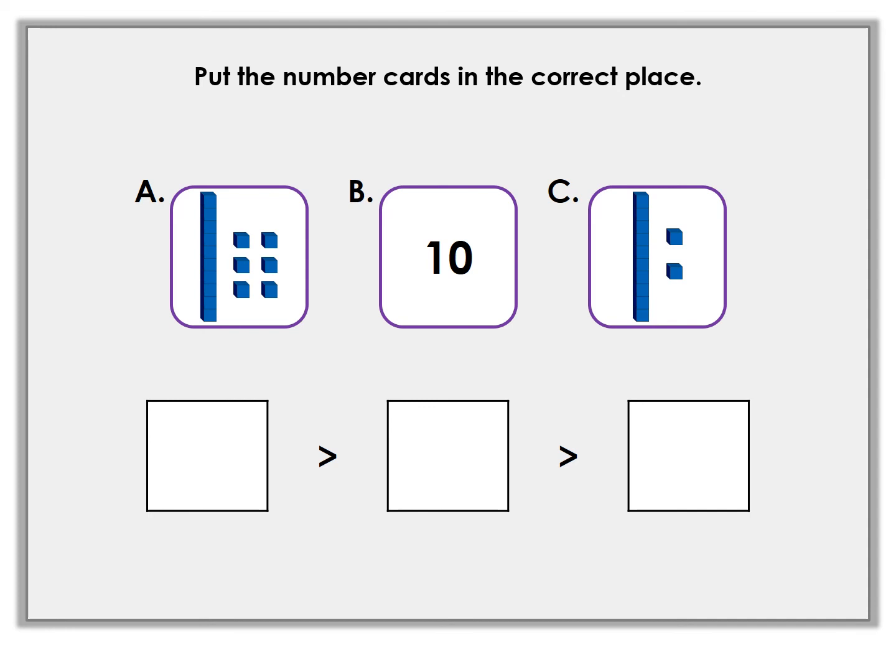So let's look at A. A has 1 10 and 6 ones. What is 1 10 and 6 ones? 16, well done. And then B has how many? 10, we can see that number. And C has 1 10 and 2 ones. 12, well done. So which one is the greatest number? Which one will the crocodile want to eat the most? 16, well done, that's got the most. Okay, so A can go in that first box, 16.